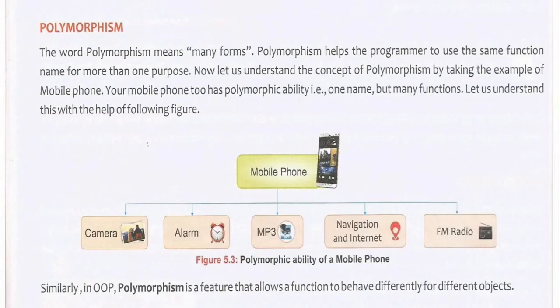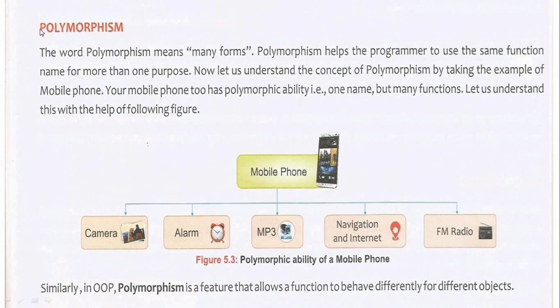Now let's move on to the last and important feature of object oriented programming, that is polymorphism. So let's talk about polymorphism. The word polymorphism means what? Many forms. It is made up of two words, poly and morph. Poly means many and morph means forms.